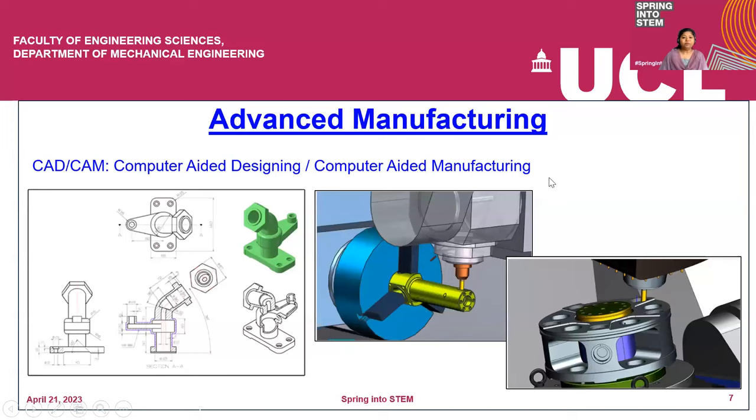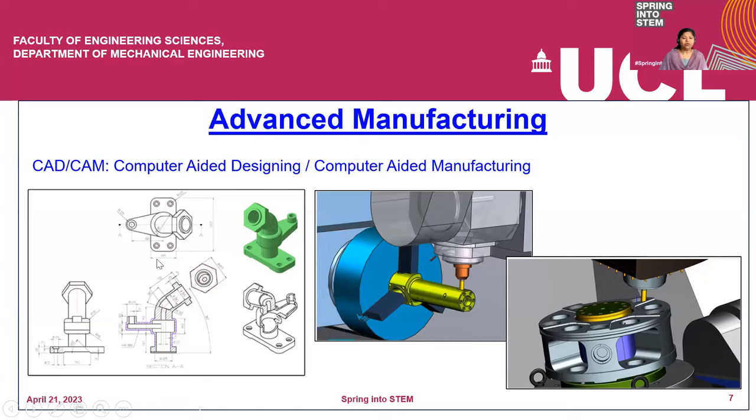Moving on to advanced manufacturing. The conventional way of designing used to be hand drawings, which is no longer existing. We use CAD, which is computer-aided design software, to design the product or the components that we want to make. Not only do you design the product, you can actually visualize and test the 3D image of the product.